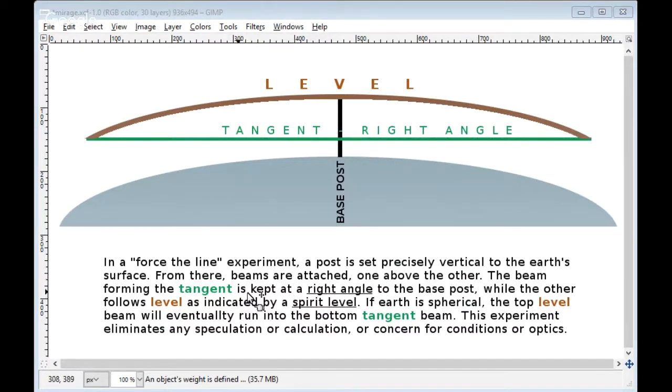The beam following the tangent, that's the green line, is kept at a right angle to this base post. Okay, right angle the whole way, right angle. That's a tangent line. That's what a tangent does. I understand it's off the surface a little bit, but I'm doing this to illustrate a tangent line. It doesn't have to be right on the surface when you're just making sure it's a right angle. That's the point. The other follows level as indicated by a spirit level.